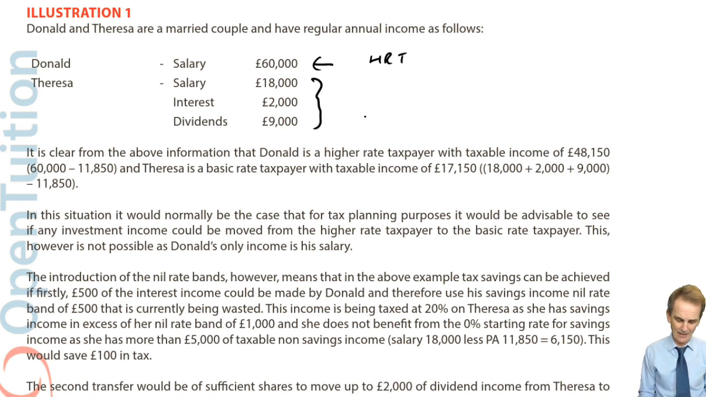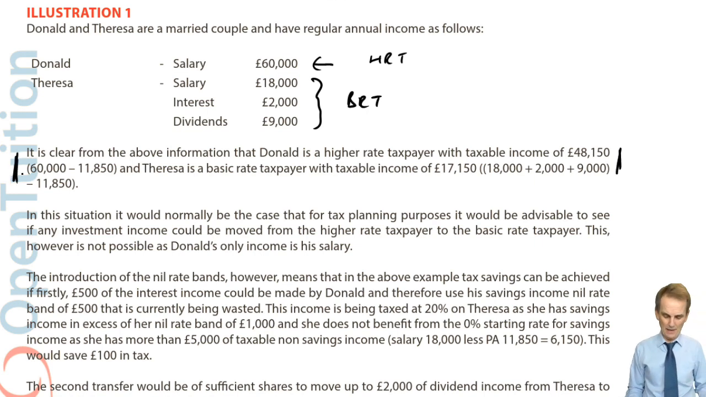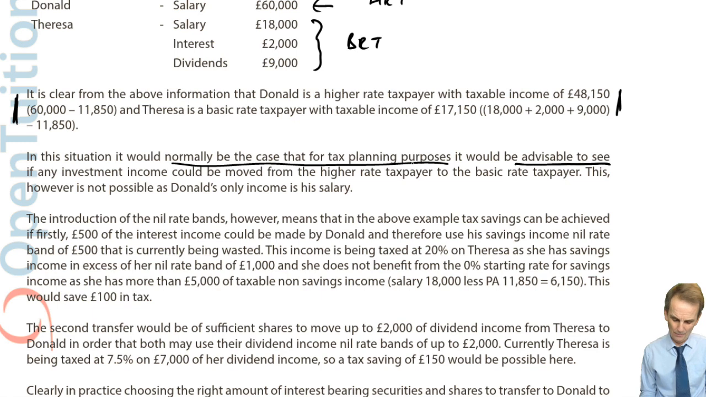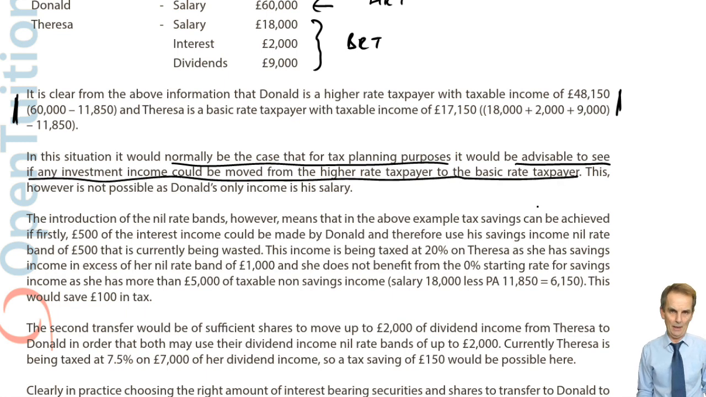You put that together, 18 plus 2 plus 9, and we're only a basic rate taxpayer. And those points are made there, deriving what would be their figures of taxable income. In this situation, it would normally be the case for tax planning purposes, like we've seen in all the examples we've done in the previous session, that it would be advisable to see if any investment income could be moved from the higher rate taxpayer to the basic rate taxpayer, moving from 40 to 20%.